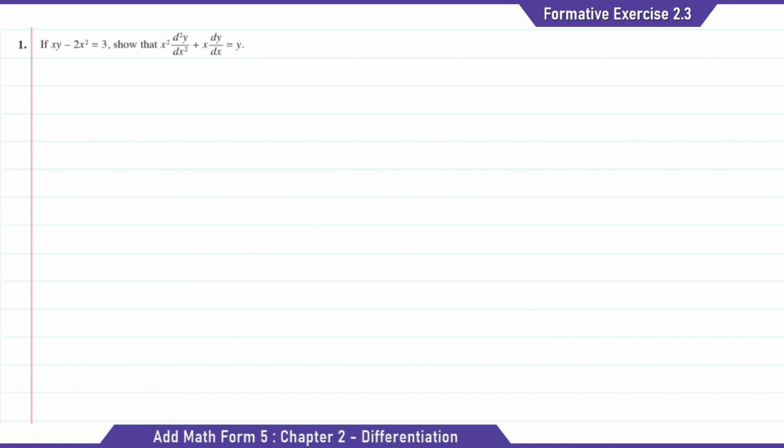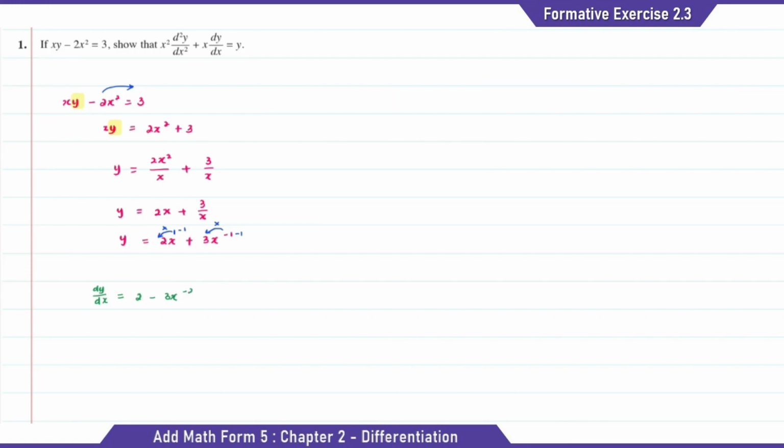To find the first and the second derivative, we need to let y become the subject of the equation. Therefore, xy is equal to 2x squared plus 3. Then y is equal to 2x squared over x plus 3 over x, which is going to be 2x plus 3 over x. Or I can write this as 2x plus 3x to the power of negative 1. So here the first derivative will be 2 minus 3x to the power of negative 2, or I can write this as 2 minus 3 over x squared.